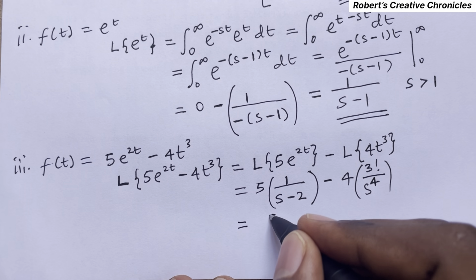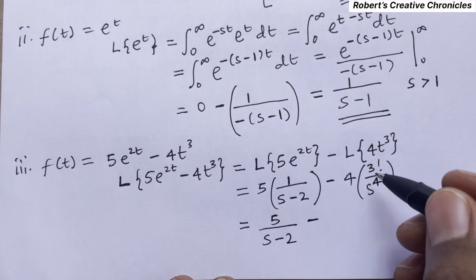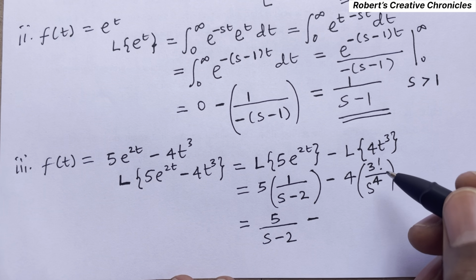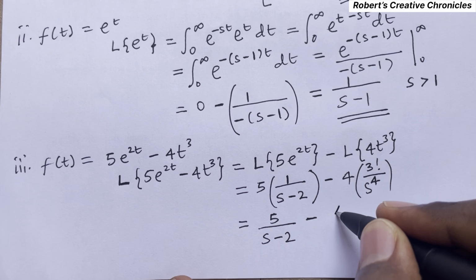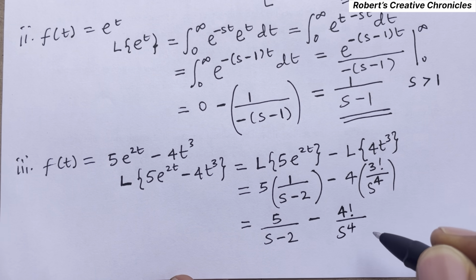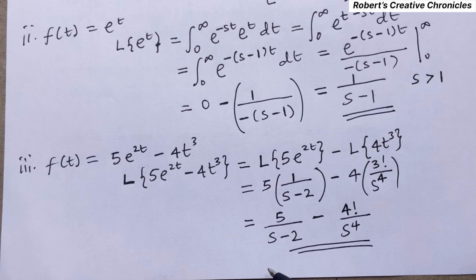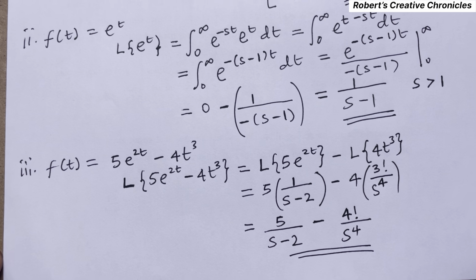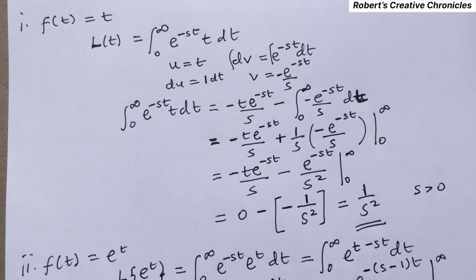So this becomes 5 over s minus 2 minus, so 4 times 3 factorial is 4 factorial. So it's 4 factorial over s raised to the power 4. So this is the Laplace transform of this function. So we have successfully found the Laplace transform of all these functions.